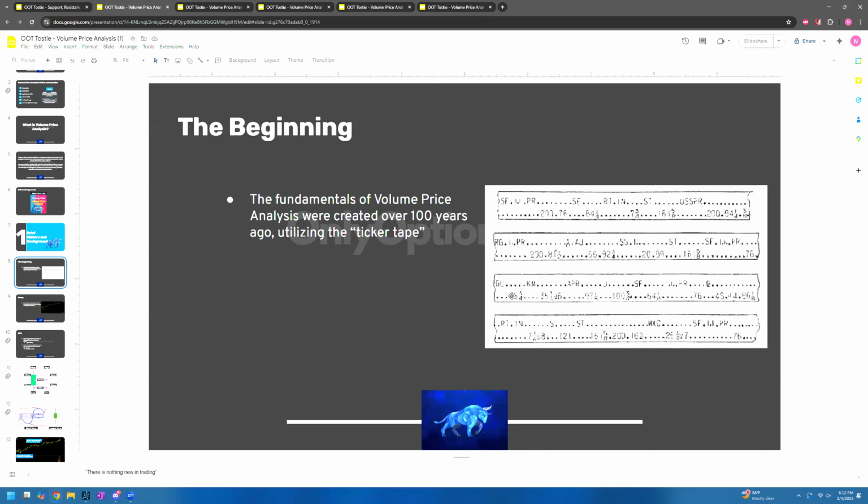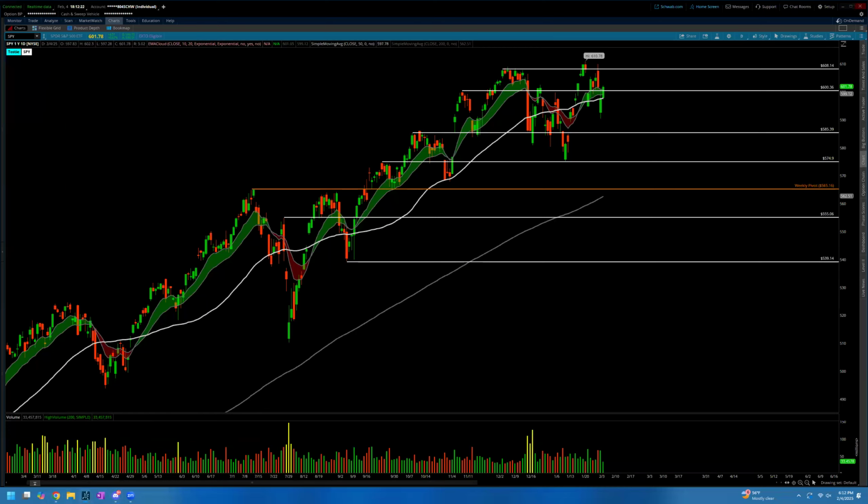This one doesn't have the amount of volume. This is just showing us price, it looks like. So 45 and 3/4, 35 and 3/4. So it's a little bit jumbled. But basically, this represents the tape, right? This is where the idea and concept of the tape comes from.